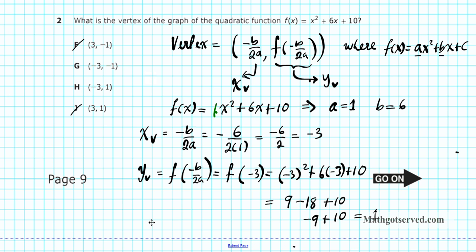Okay, so what is our vertex going to be? Our vertex is now going to be negative b over 2a, which is negative 3, comma, f of negative b over 2a, which is f of negative 3, the function evaluated at negative 3, and the result is positive 1. Okay, so our answer is option letter H.